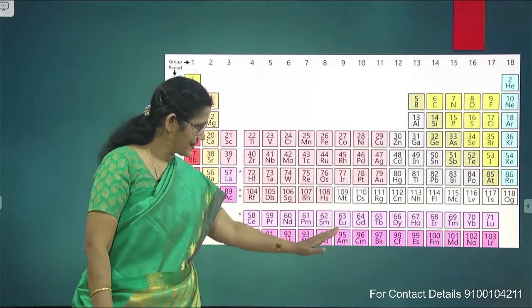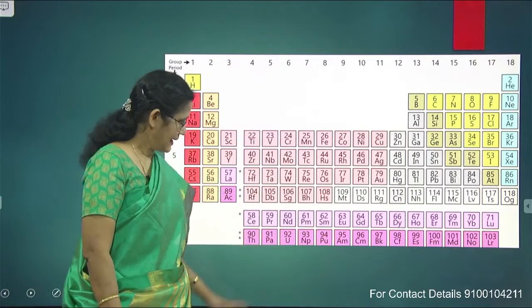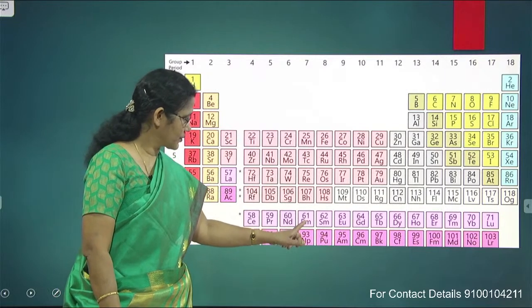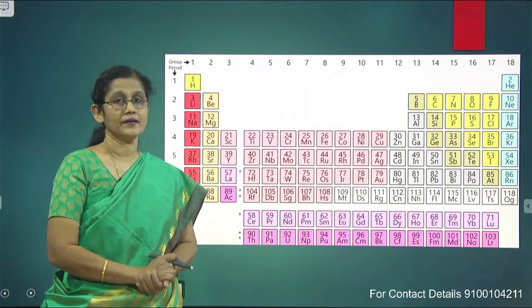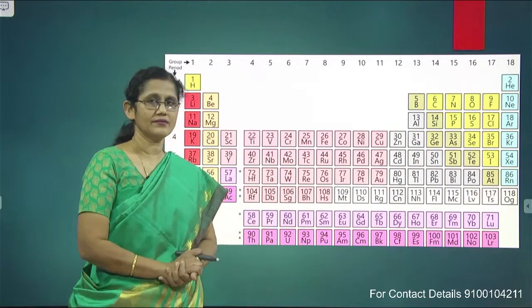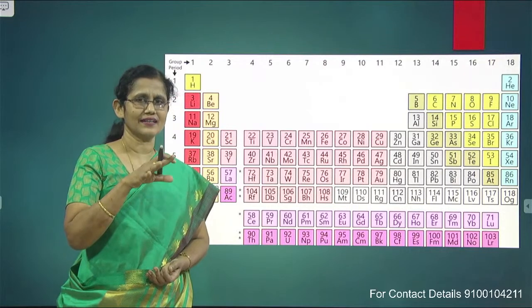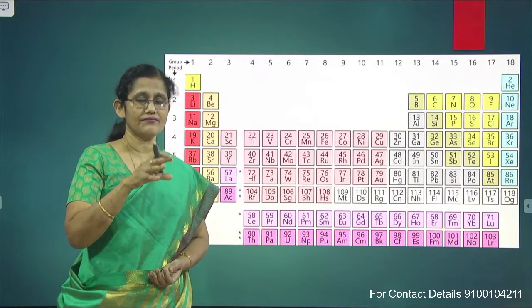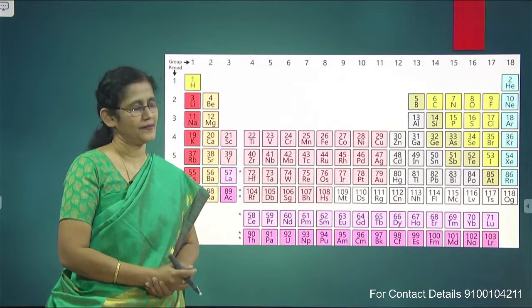All actinides are radioactive, and in lanthanides only promethium, 61, is radioactive. All actinides are radioactive, that means they disintegrate, right. So, they emit alpha, beta, gamma radiations, right.